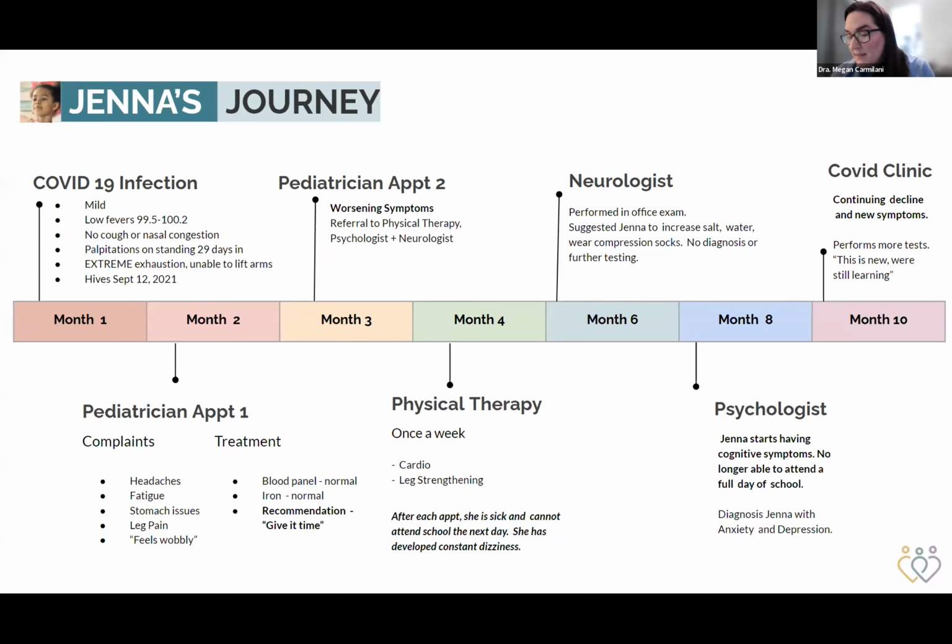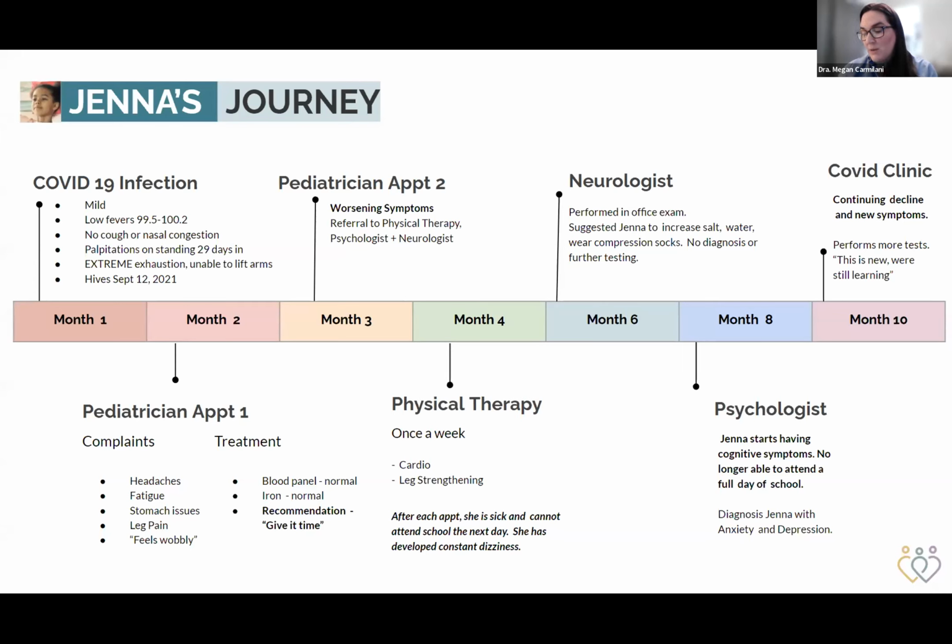After a few weeks of symptoms, Jenna saw a pediatrician who ran routine blood work and iron levels. The test came back normal. The pediatrician said everything was fine and she just needed more time to heal from COVID. Jenna became more and more fatigued. She stopped going to her dance lessons because she doesn't have the energy and her legs ache.